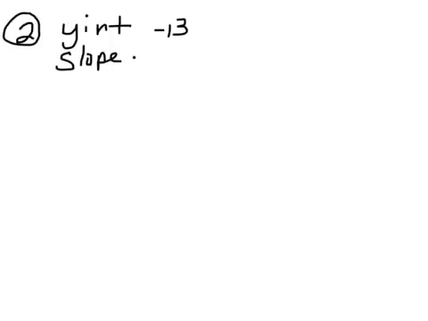So on number two, because they gave us the y-intercept of negative 13 and a slope of 7, doesn't that fit the slope-intercept form, right? The slope-intercept form is y equals mx plus b.